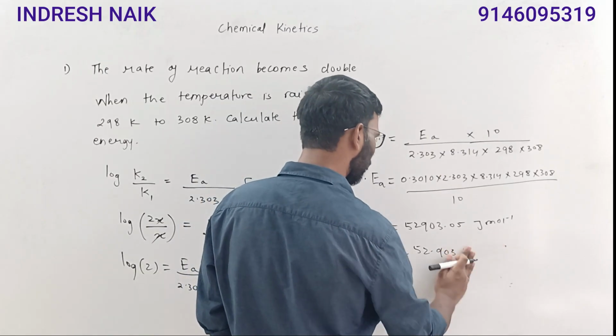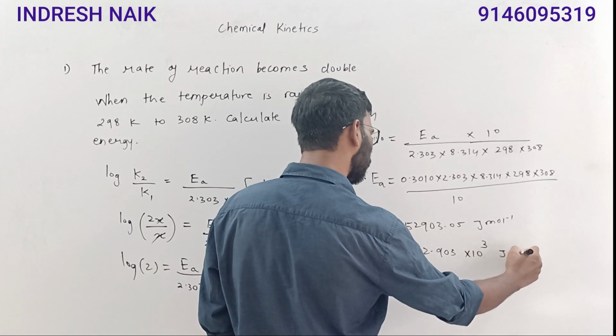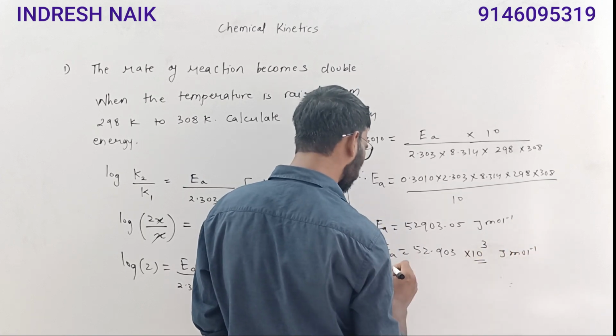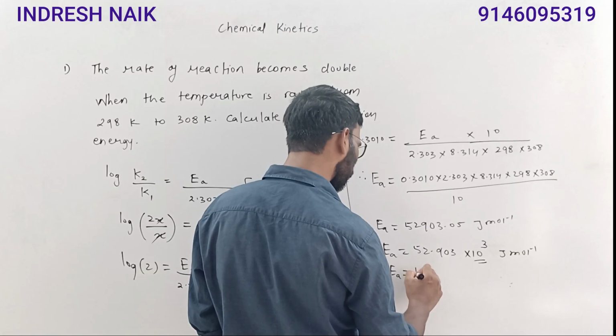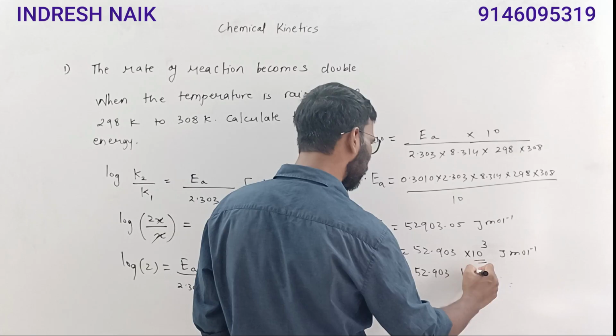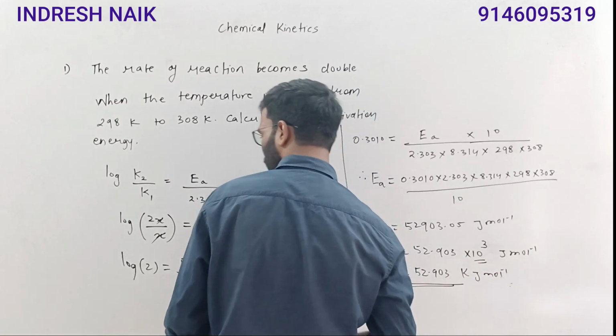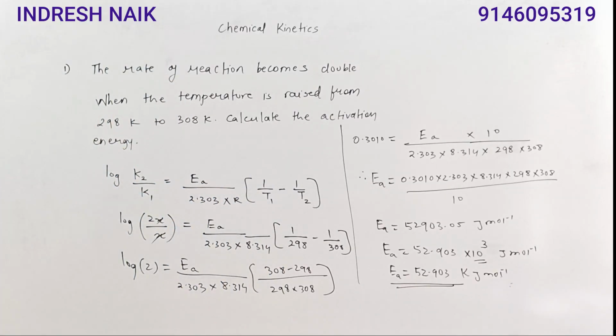How do we write this? The same value could be written as what? 10 raised to 3 joules per mole. What does this 10 raised to 3 stand for? Kilo, no? 52.903, and instead of 10 raised to 3 I write this K, joules per mole. So this is the answer which you are getting, activation energy.